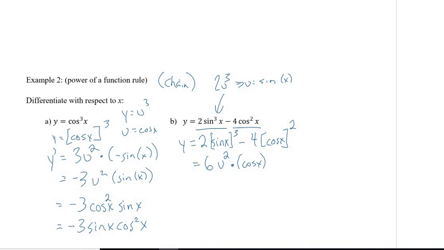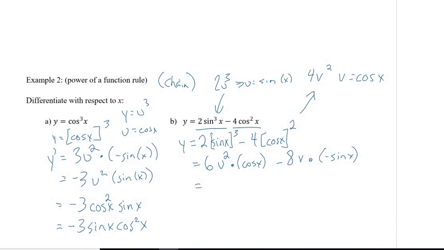And since we've already used u, let's use a different variable for the other one. Let's call it v. So the outside here is going to be 4v squared, and v is going to be equal to cosine of x. So our outside and our inside. Let's differentiate that really quick. So 4v squared, that's going to be 8v times the derivative of v, which we know to be negative sine of x.